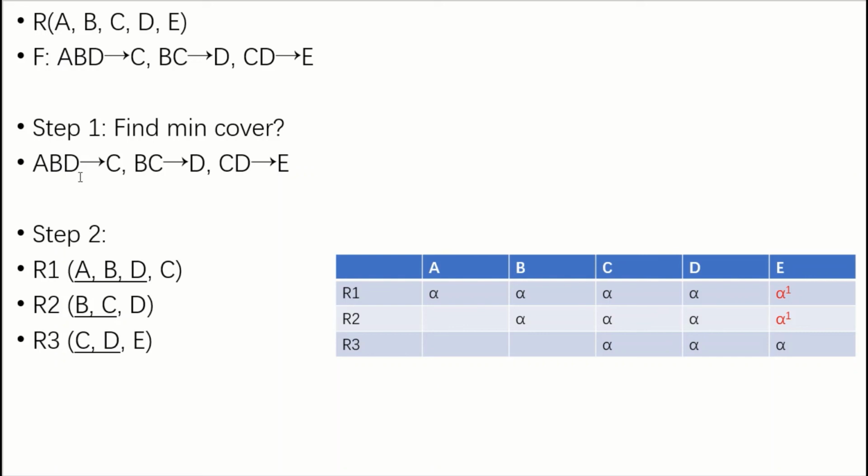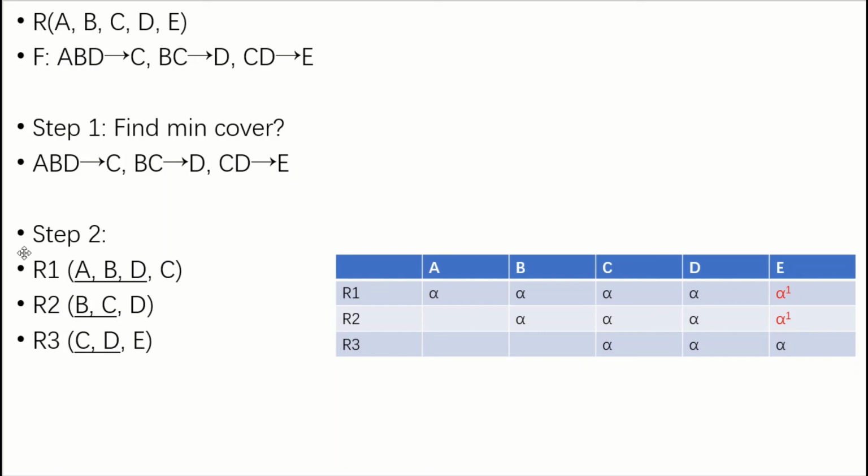So I have checked already, and yeah, you won't be able to drop any of the attributes here. Let's see whether you are able to drop any of the functional dependencies. ABD implies C. If you cover this, you won't be able to do it. And if you cover this, you won't be able to generate BC implies D as well. If you cover this, you won't be able to generate CD implies E as well. So this is the minimum cover.